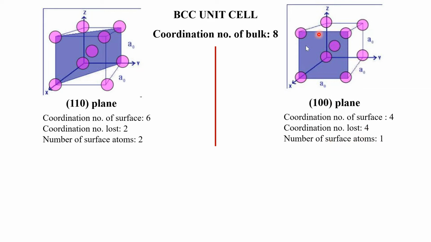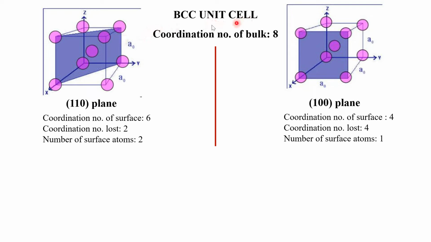And also the number of surface atoms. If you look at this particular plane, we can see that there is 1/4 here, 1/4 here, 1/4 here, 1/4 here. So these 4 together make up one atom. That is the number of surface atoms. So that is the case. And on similar grounds, when we are discussing the 110 plane, the coordination number of the surface. So here the plane is passing through the center of the crystal. Therefore, it is also in contact.